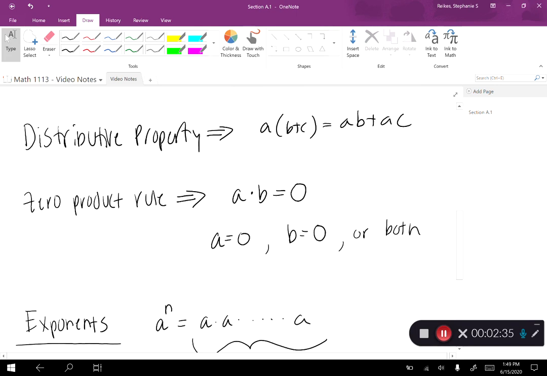Next, the distributive property states if I have A, open parentheses, B plus C, close parentheses, that means A times B plus A times C. Next, the zero product rule. That states if I have two items, A times B equal to 0, that means A equals 0 or B equals 0 or both.